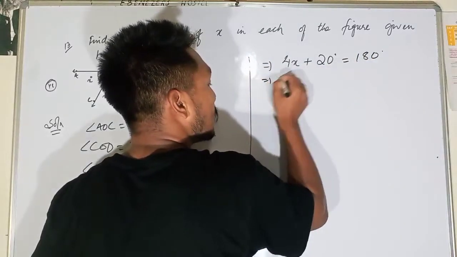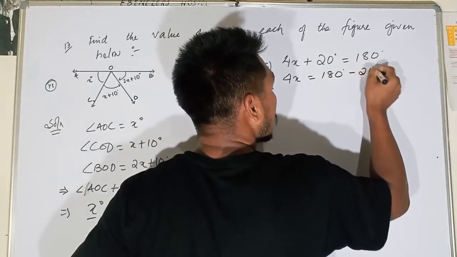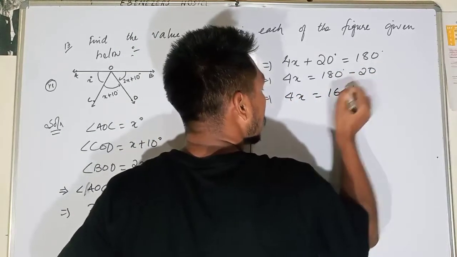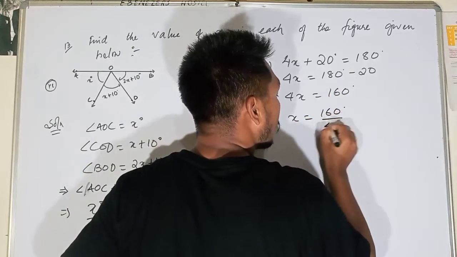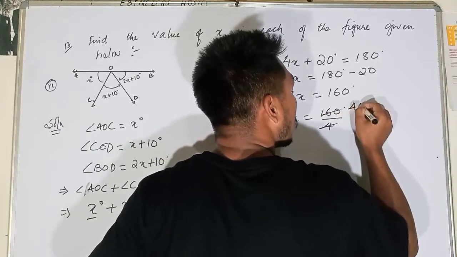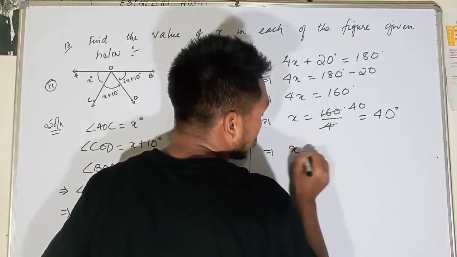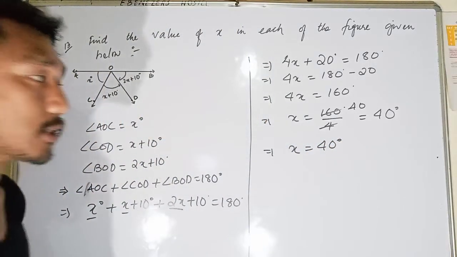So similarly, you see 4x is equal to 180 degrees minus 20. So 4x is equal to 160 degrees. Which implies that x is equal to 160 degrees divided by 4. So 4 4s is 16. So your x is 40 degrees. So the value of x is 40 degrees.